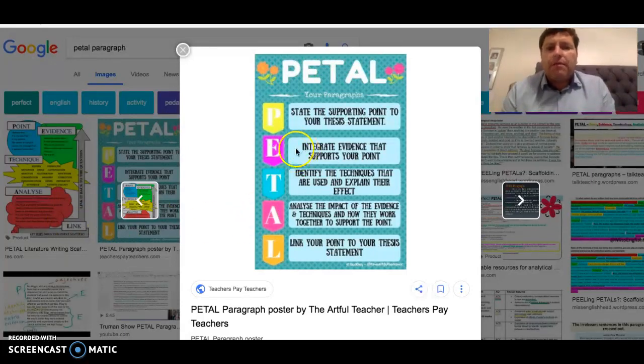Note also in Petal, evidence is the second thing. Your quote comes very early.